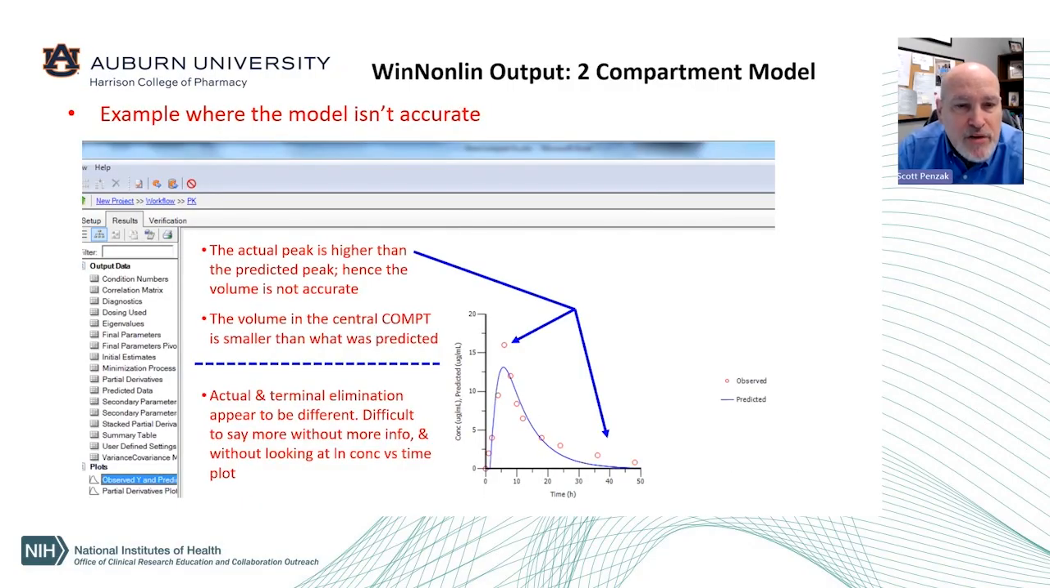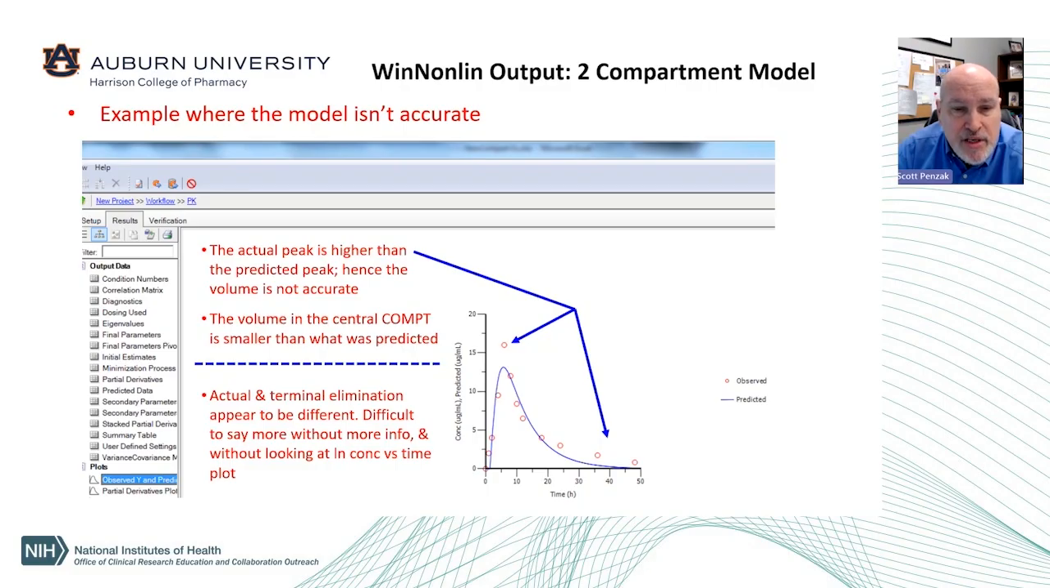So now what happens? We looked at an example where we had a pretty good fit of the data. Now, here, if we just look at these concentrations versus time, the observed versus what's predicted, we can see that something is awry here, right? We've got an observed concentration that is way up here, and the predicted concentration is way down here. So the actual peak is higher than the predicted peak. The volume is certainly not accurate. The volume in the central compartment is smaller than what was predicted. The smaller the volume, the higher the peak concentration, right? So you know that there is an issue with regard to that.